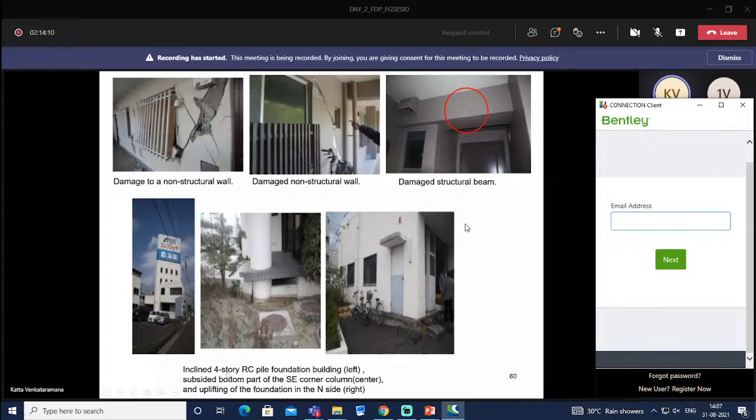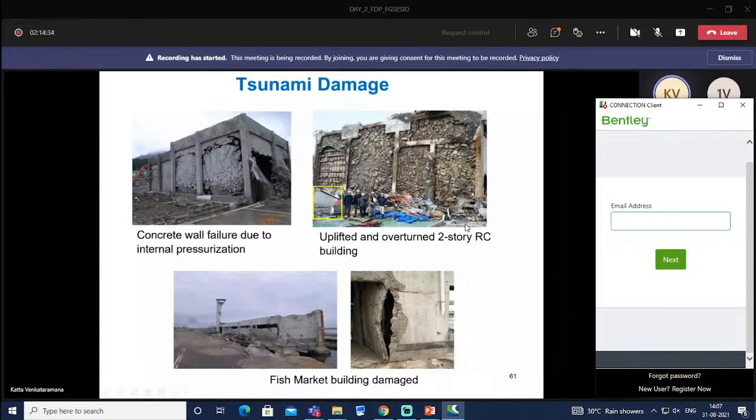A subsided bottom part of the southeast corner column. So this column has subsided. And uplifting of the foundation in the north side. So the southeast side corner column subsides, and on the other side, the north side, there is uplifting of the foundation.